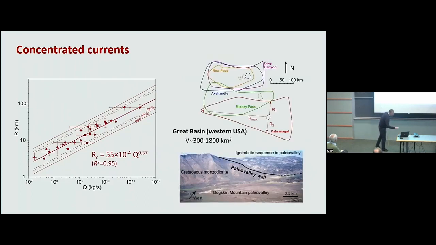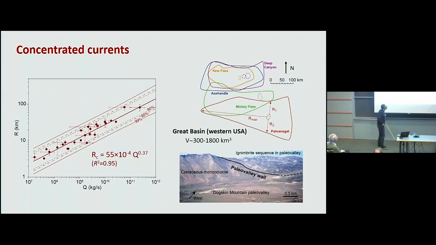As I said earlier, in most cases, the flow spreads radially and forms subcircular deposits, but this is not always the case. This is illustrated by this figure showing the approximate contours of deposits formed by concentrated pyroclastic density currents. The eruptions occurred in the Great Basin area in the western US quite a long time ago. The eruptions are 20 to 30 million years old, and the volumes of the eruptions vary from 300 to 1,800 cubic kilometers. You may note the scale on these simplified maps.